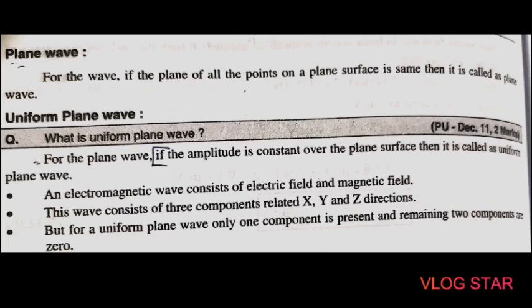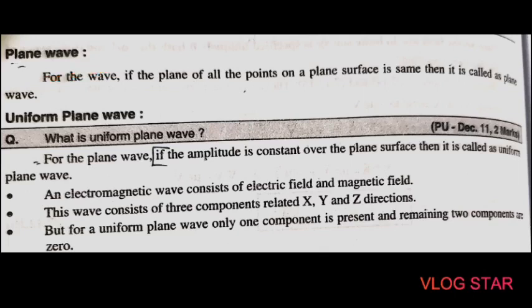And second, the uniform plane wave. Here if the amplitude is constant over the plane surface, then we can say it is called a uniform plane wave. That means in the case of a plane wave, all the points on a plane surface are the same, and for a uniform plane wave the amplitude is constant over the plane surface.